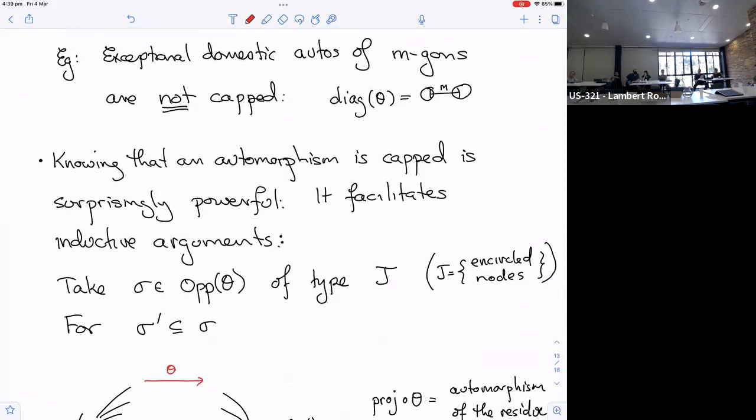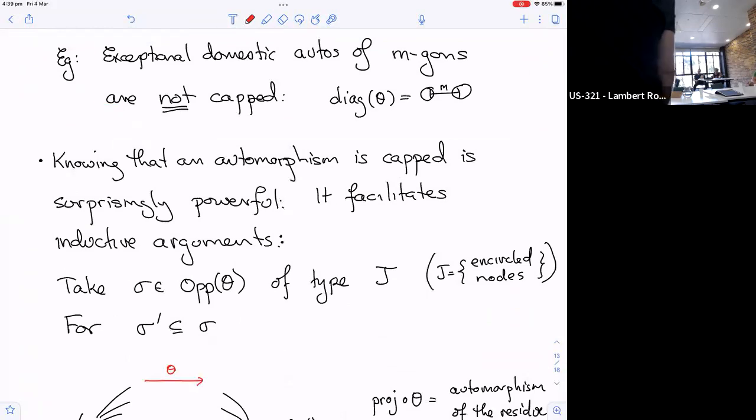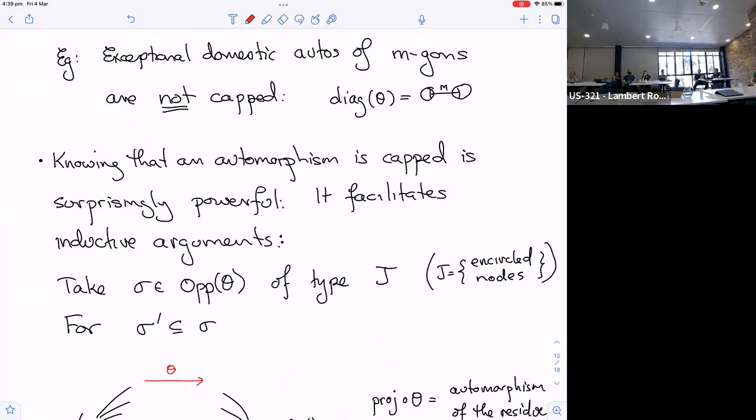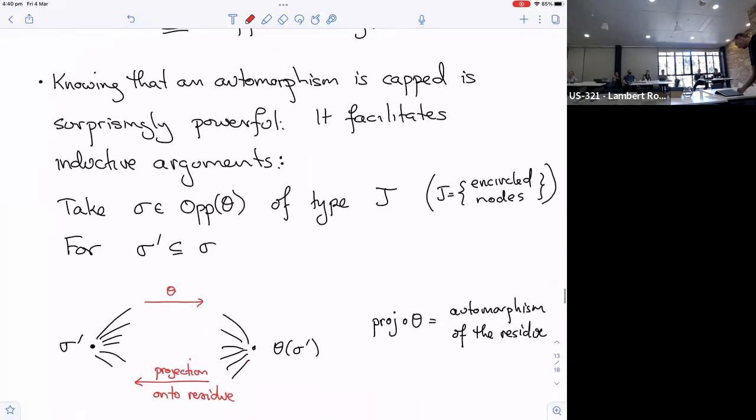So exceptional domestic automorphisms are not cat. Because the opposition diagram for these m-gons, they map points and lines to opposites, but no incident point-line pair. So no chamber. That's not cat. Okay? If that was a capped automorphism, then that's exactly the same as saying it's not domestic. It maps some chamber to an opposite.